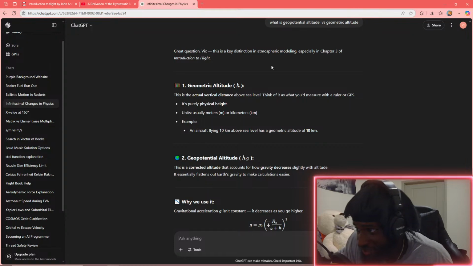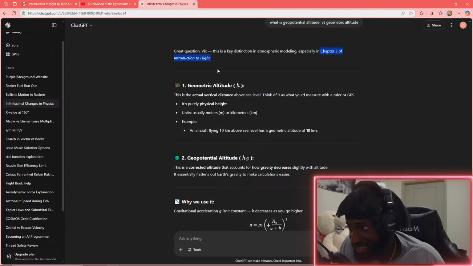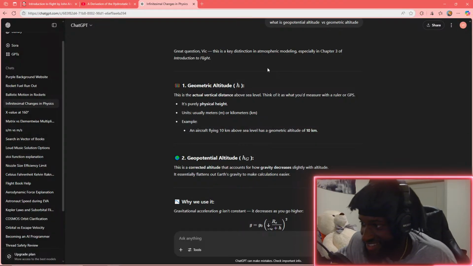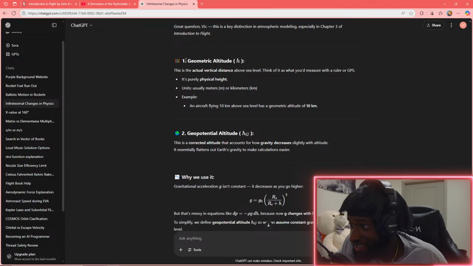See, ChatGPT even knows what book I'm reading. That's crazy. Okay. That's wild. It just saves my data, I guess. It remembers. Never mind.